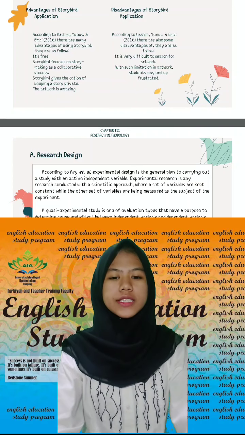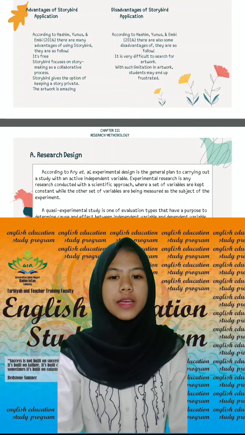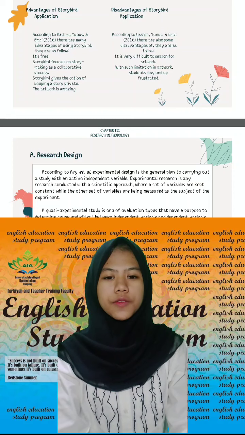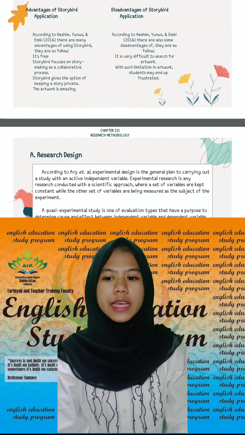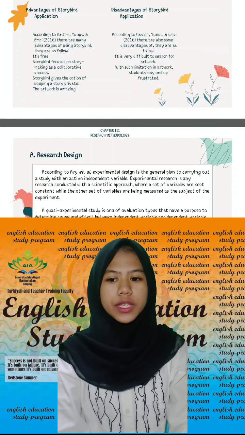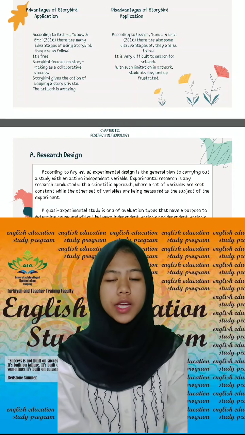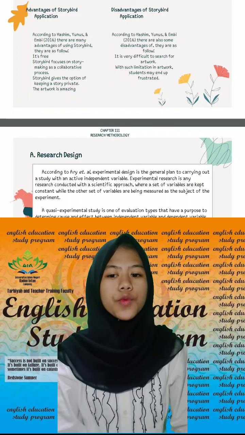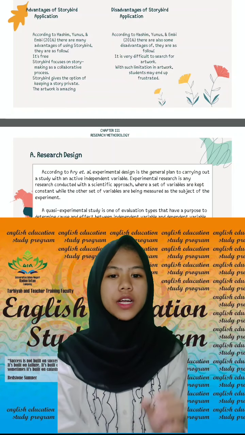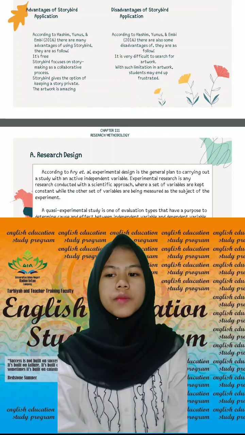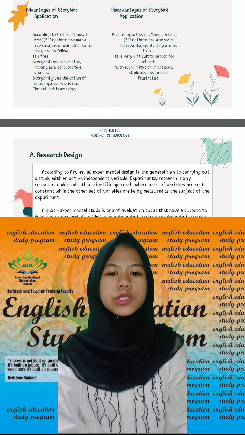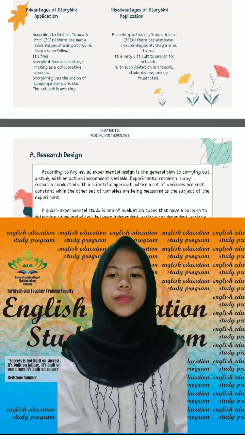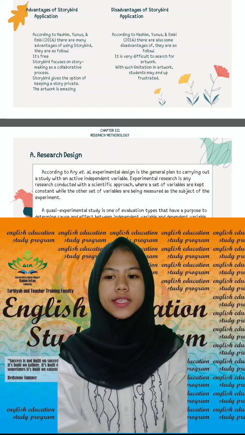The next is about the disadvantages. Still according to Hashim, the disadvantage of using the Storybird application is that the artwork, although it is beautiful, is sometimes difficult to search. Sometimes when we write or search in the artwork column, because of this limitation in artwork, the student sometimes feels frustrated. And then the next is the hypothesis.